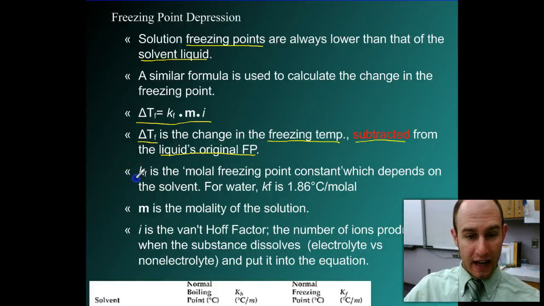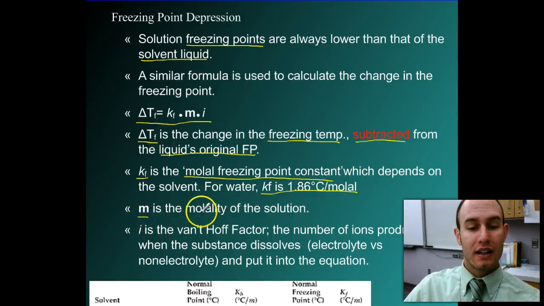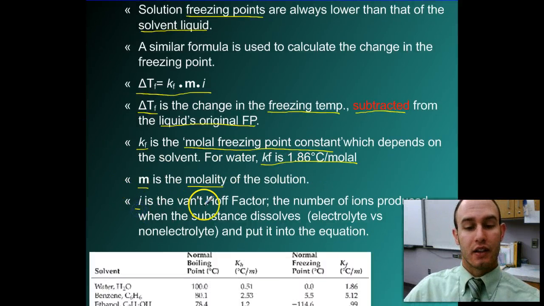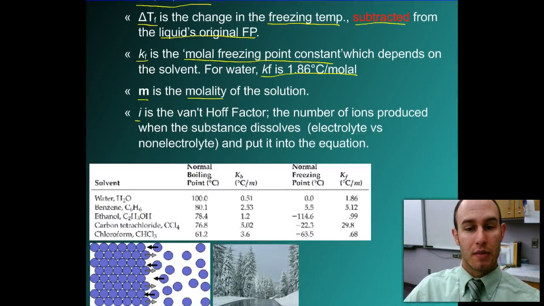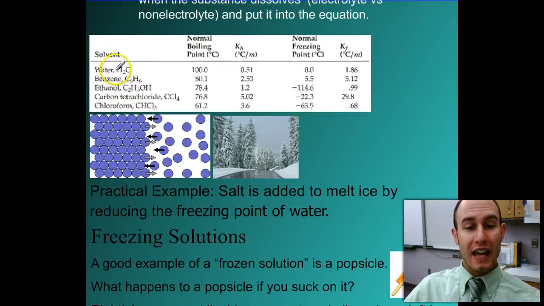KF, again being the molal freezing point constant, depends on the solvent. For water, you need to know the KF is 1.86 degrees Celsius per molal. Again, molality, we talked about that as being moles of solute per kilogram of solvent. And i is the Van't Hoff factor, which again, we've already mentioned as being the number of ions produced in solution. You have the same table that you would look here to find your KF and KB values.